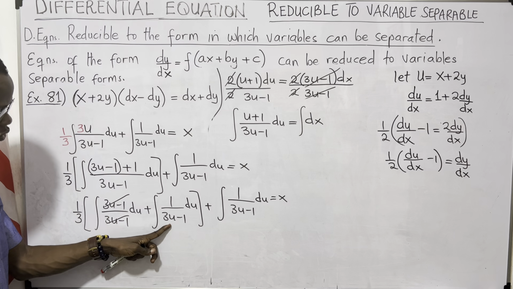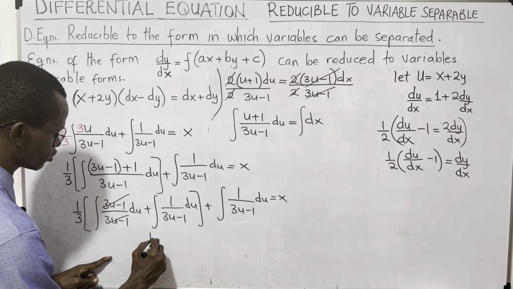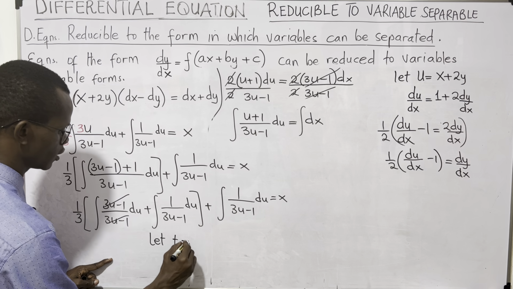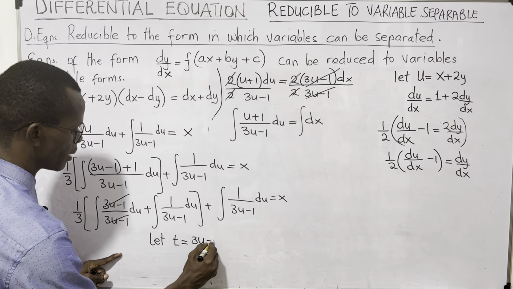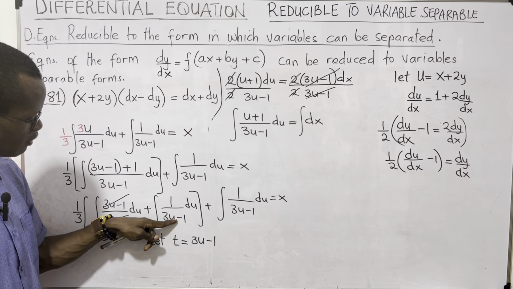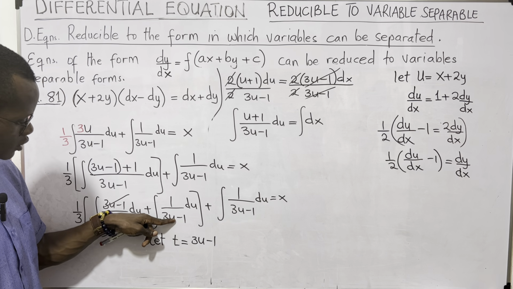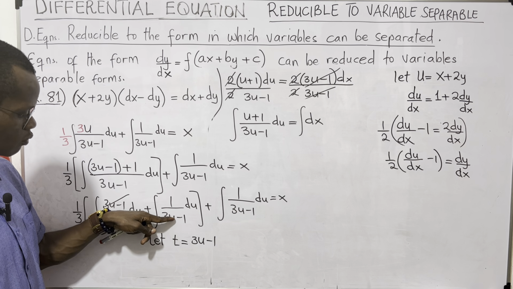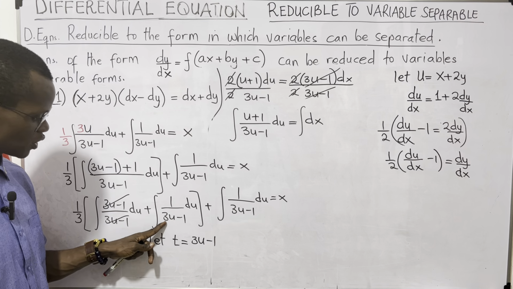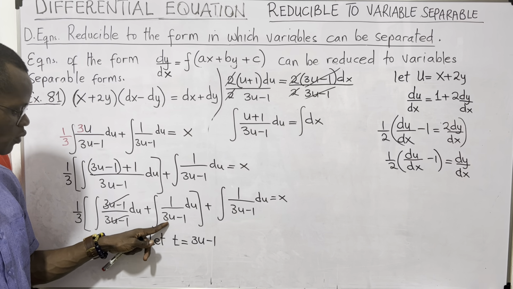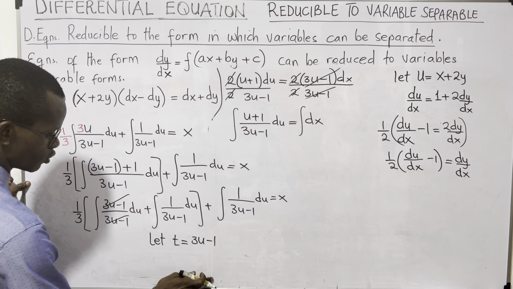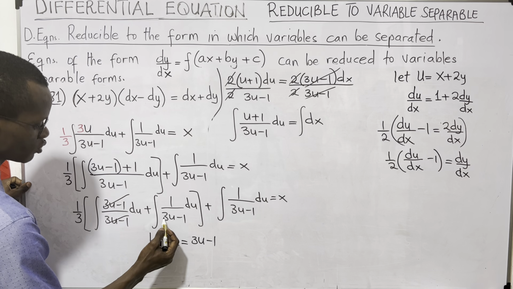Now for this portion, we can bring in some substitution. So we say let t equal 3u minus 1. The reason is because the coefficient of this linear variable, which is u, is greater than 1. So we want to get rid of this 3, right? So we say let t equal 3u minus 1.